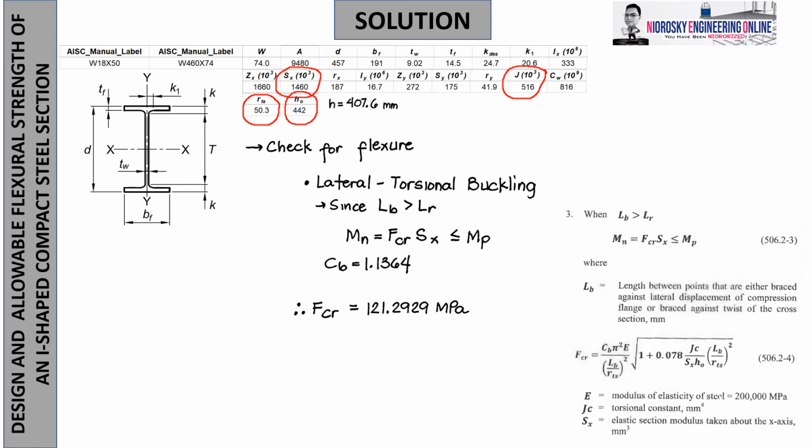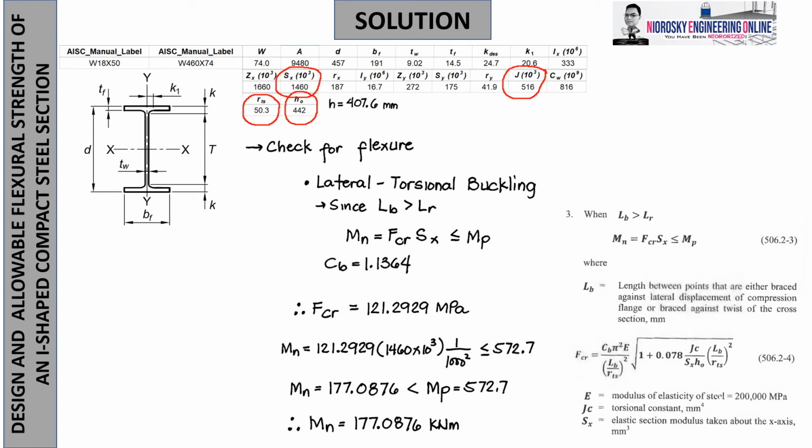So therefore, if we know F sub CR, then we can now compute the nominal moment under lateral torsional buckling. So you will get 177.0876, which we converted into kilonewton meter. Kaya nagkaroon tayo ng presence ng 1/1000 squared. Okay, don't forget that this is a converter from Newton millimeter to kilonewton meter. Then, note that it is less than MP. So therefore, we adopt nominal moment of less than MP, that is 177.0876 kilonewton meter. So what if your MN here under lateral torsional buckling nag-more than sa MP?